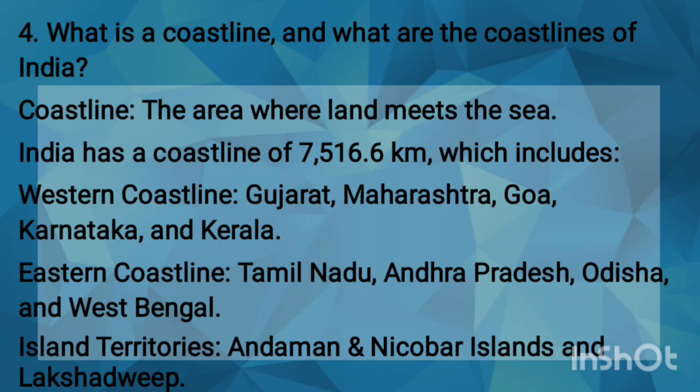What is the coastline and what is the coastline of India? The coastline refers to the area where land meets the sea. India boasts an impressive coastline of 7,516.6 km, which comprises two main stretches. The west coastline spanning across Gujarat, Maharashtra, Goa, Karnataka and Kerala, and the east coastline covering Tamil Nadu, Andhra Pradesh, Odisha and West Bengal. Additionally, India's coastline also includes the island territories of Andaman and Nicobar Islands and Lakshadweep.